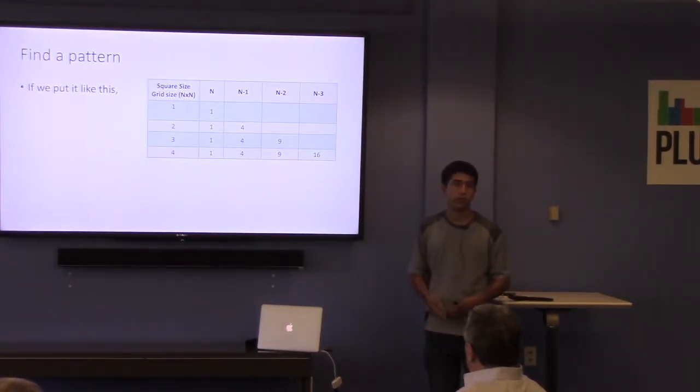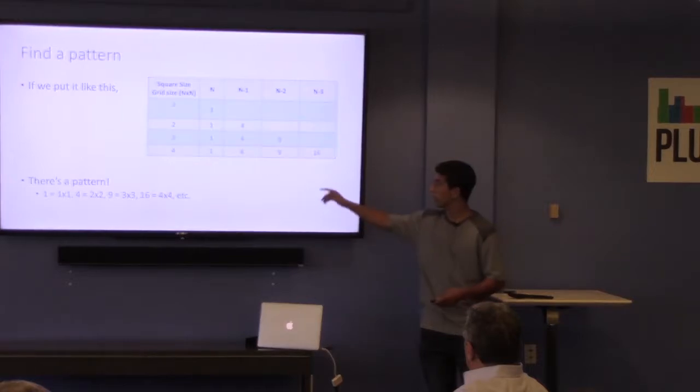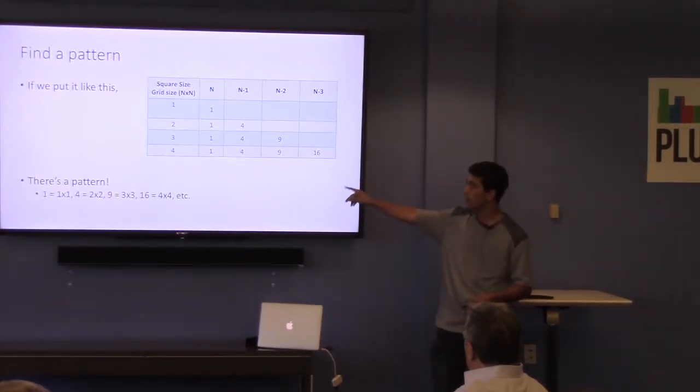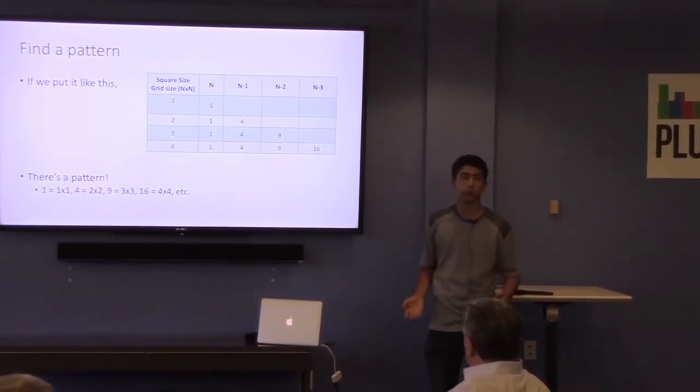This is the pattern that we see, and I think it's reasonable to assume it works for any size of grid. So another thing is that these numbers aren't just random numbers. 1 is 1 times 1, 4 is 2 times 2, 9 is 3 times 3, and 16 is 4 by 4. So it's also reasonable to assume that the pattern will continue.